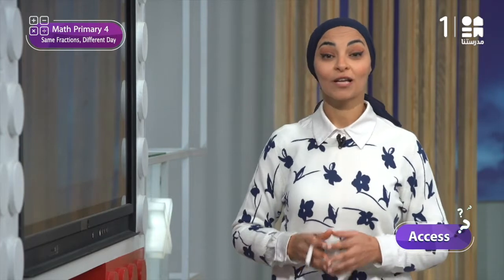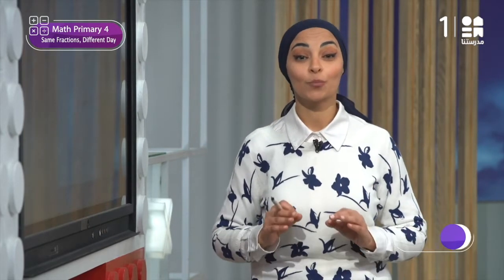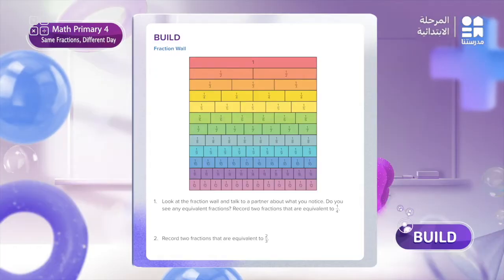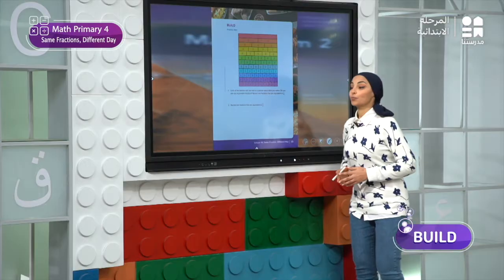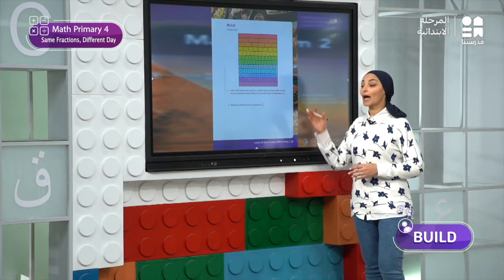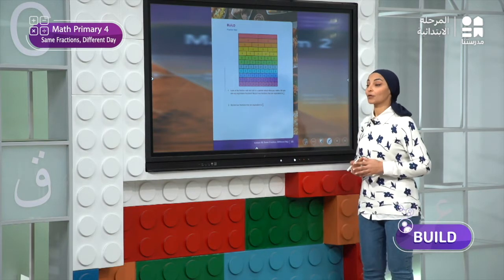Now let's see another way, a different method to help us identify equivalent fractions. This is through Build on page 35. Let's see it together. In the book, we will find a model we learned before in our study of fractions last year. Can you remember it?